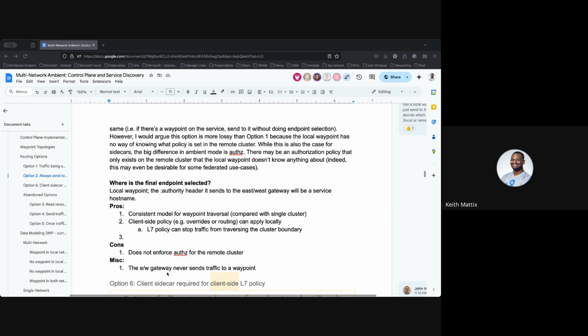So the looping problem was on the first option, where we send to the remote waypoint. Mm-hmm. Where this option 2 in the doc is if we send to the local waypoint first. Mm-hmm, yeah. And if we do that, then what Ian was saying is that that puts the service owner in the remote cluster sort of in charge to explicitly deny certain, or only allow, waypoints in the local cluster to talk to it.